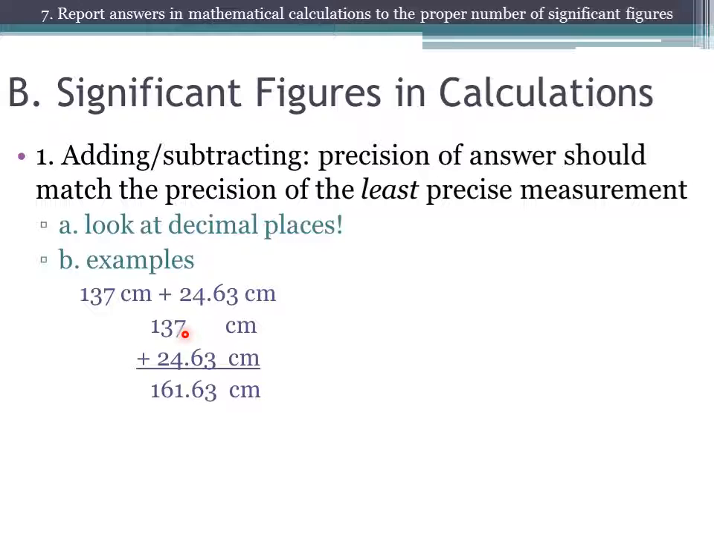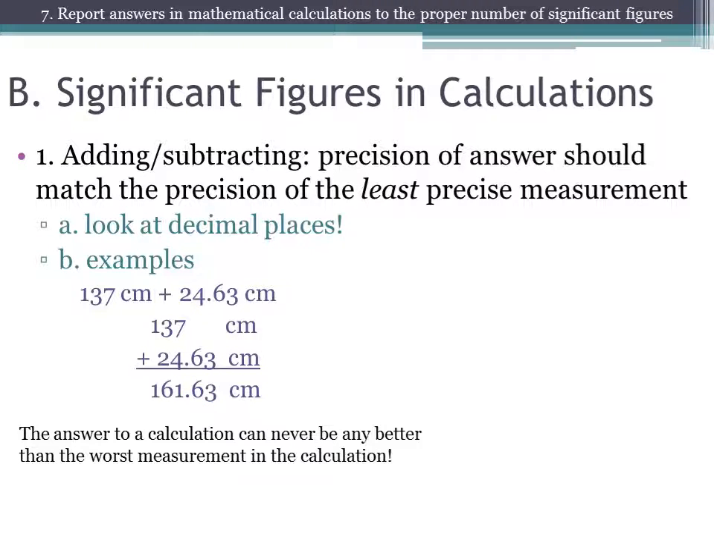Recall whenever we made this measurement, we estimated that last digit. So we estimated the 7 in the ones place. It makes no sense for us to keep a measurement that goes all the way to the hundredths if we estimated the ones place in this measurement. In other words, what we're saying is the answer to a calculation can never be any better than the worst measurement in the calculation. It's the old phrase, a chain is only as strong as its weakest link. Same thing applies here.